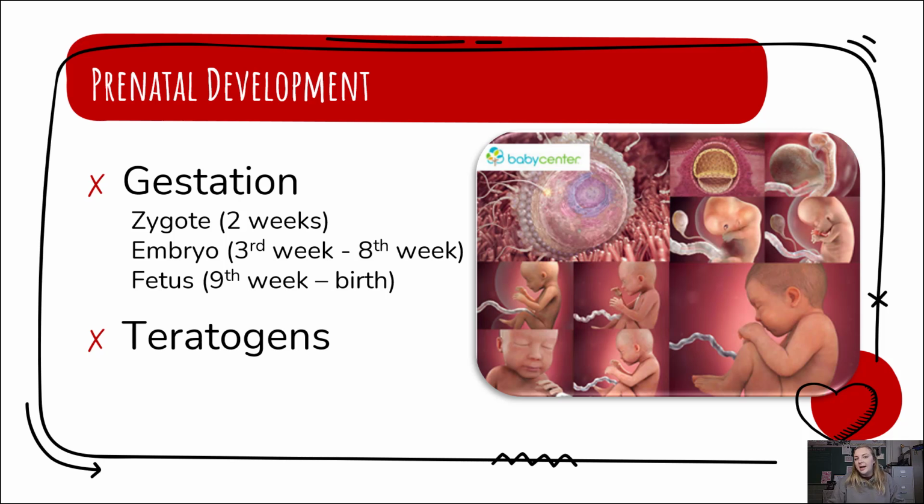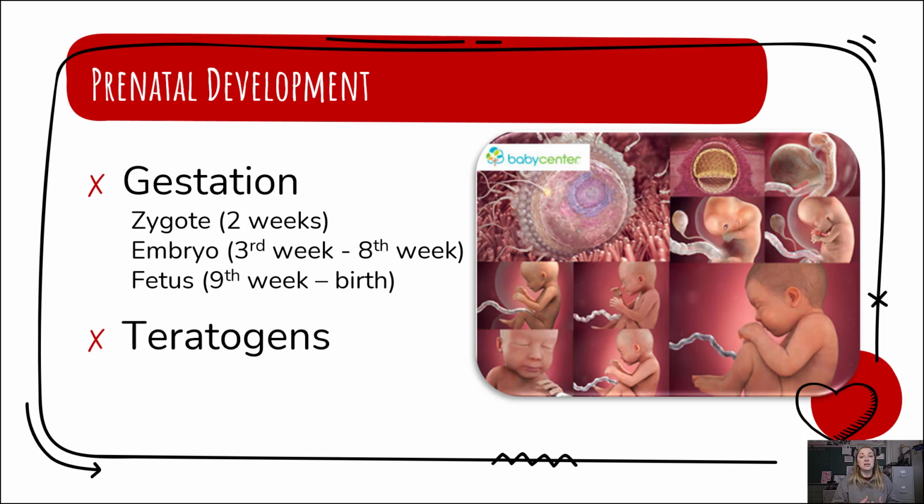But there are other teratogens that can cause harm that a mother doesn't purposely put into her body. And these teratogens might come in the form of illnesses. For example, German measles or rubella can cause blindness, deafness, heart abnormalities, and stillbirth.